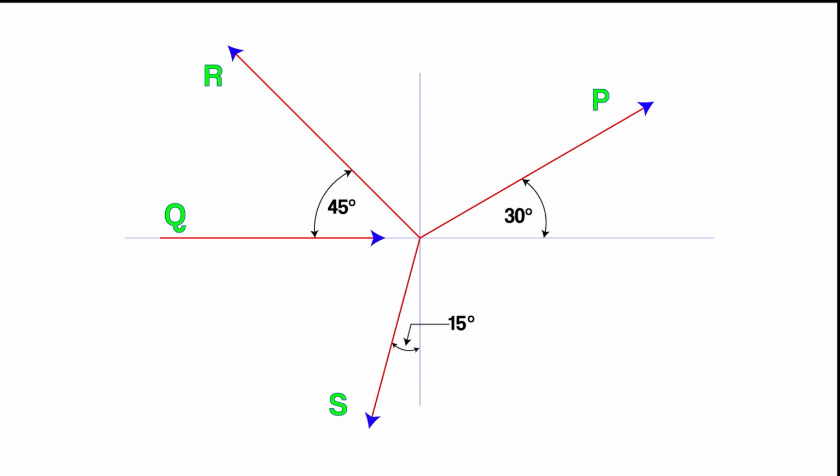In conclusion, forces in physics are represented by vectors, showcasing both magnitude and direction. Understanding how these forces interact can help us analyze and predict the motion of objects.